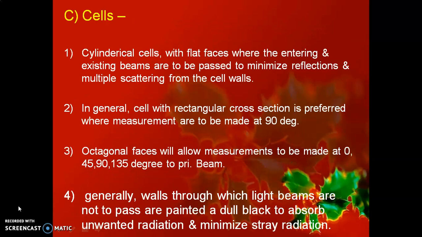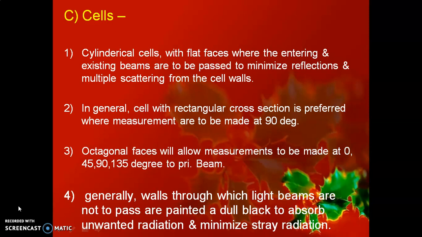Then next is the cell. Cylindrical cells with flat faces, where the entering and exiting beams are to pass, minimize reflections and multiple scattering from the cell wall. In general, a cell with rectangular cross section is preferred where the measurements are to be made at 90 degrees. Octagonal faces allow measurement to be made at 0, 45, 90, 135 degrees to the primary beam.